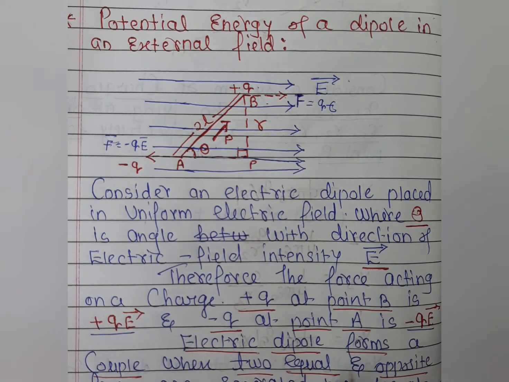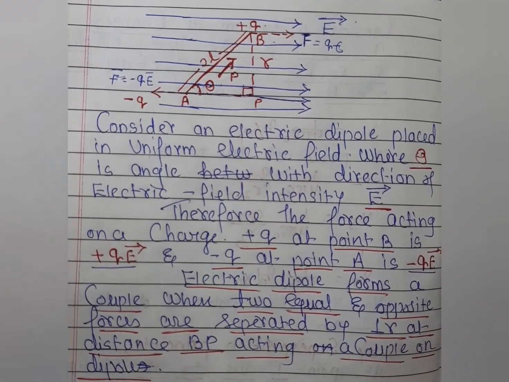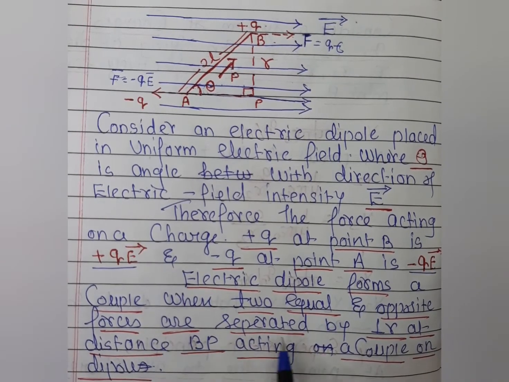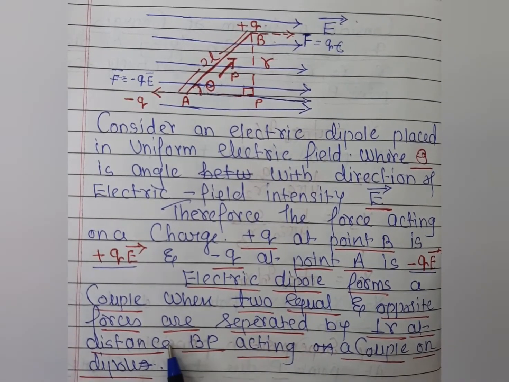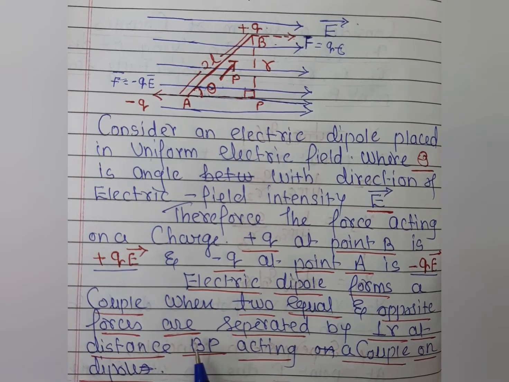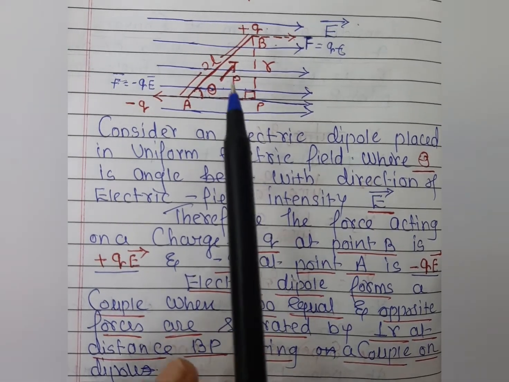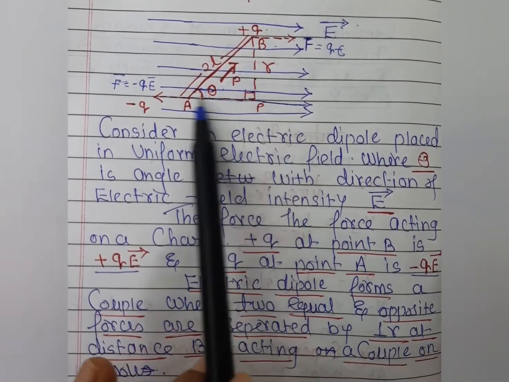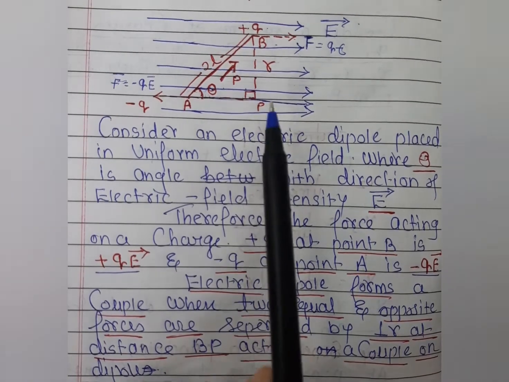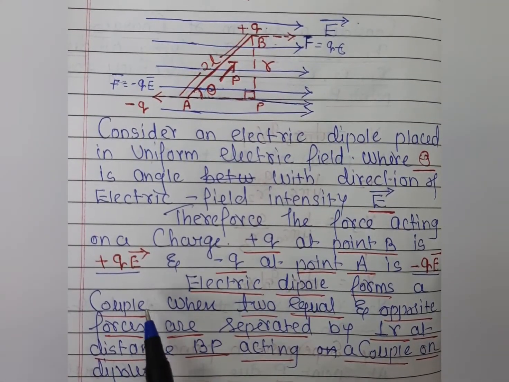And when two equal and opposite forces are separated by a perpendicular distance, and you can see this perpendicular distance BP, acting as a couple on the dipole. Here you can see students, BP is the perpendicular distance. So when we have the perpendicular distance between two forces, it produces a couple. It means it produces torque, students.